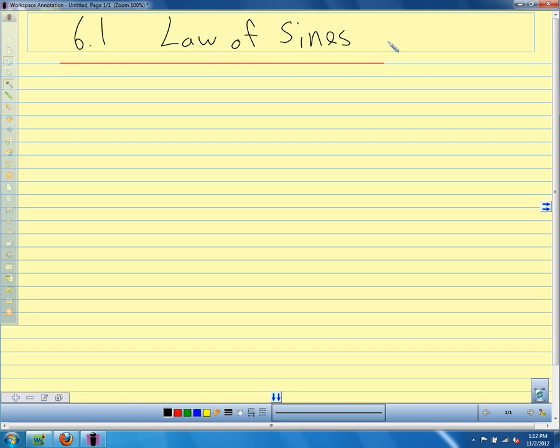All right. So what we're going to be doing in the first part of chapter 6 is solving oblique triangles. And what we mean by oblique triangles is rather than working with triangles that have a 90-degree angle, our triangles don't have any. What we're doing will work for triangles with 90-degree angles, but we have other methods that we use for those. So most of our triangles aren't going to have 90-degree angles, is what oblique triangles mean.